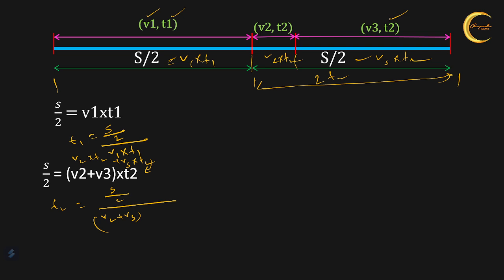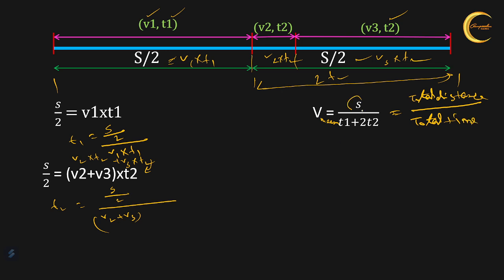Now the mean velocity or average velocity. We can easily write here the mean, and this mean means the total distance divided by the total time. So s is the total distance and t1 plus 2t2 is the total time.